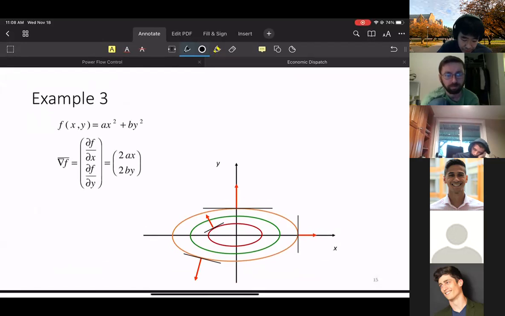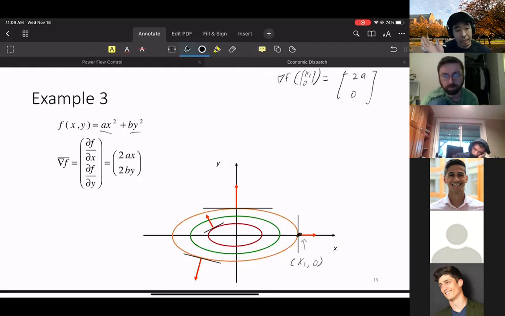Let's look at a simple quadratic function: ax squared plus by squared. We take the gradient, it's just 2ax, 2by. Okay? So we can look at the gradient at some of the points in the function. For example, let's say this point is (x1, 0). If you look at the gradient of the function evaluated at (x1, 0), you get something that's (2a x1, 0). Okay. Is this clear up to now?